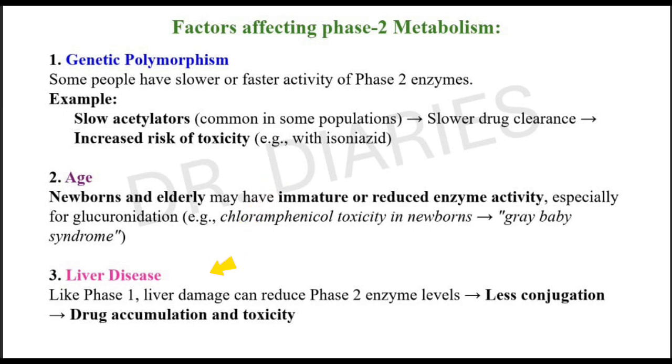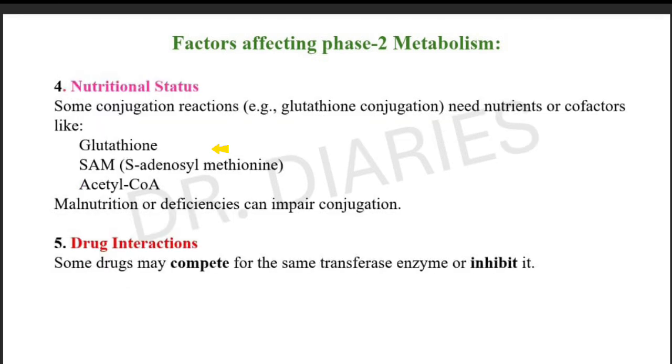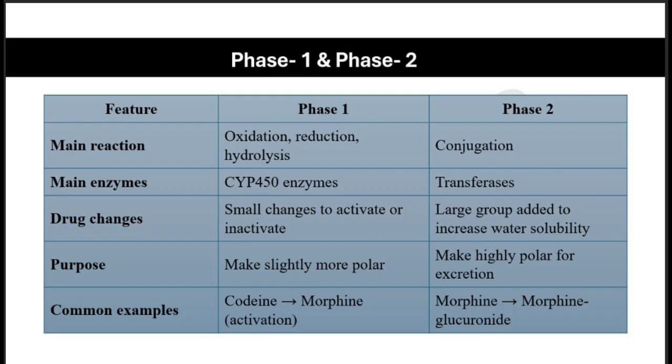Liver disease. Like phase 1, liver damage can reduce phase 2 enzyme levels, causing less conjugation, drug accumulation, and toxicity. Nutritional status: some conjugation reactions, e.g. glutathione conjugation, need nutrients or cofactors like glutathione, S-adenosyl methionine, acetyl-CoA. Malnutrition or deficiencies can impair conjugation. Drug interactions: some drugs may compete for the same transferase enzyme or inhibit it. This is the quick recap of both phase 1 and phase 2 reactions.